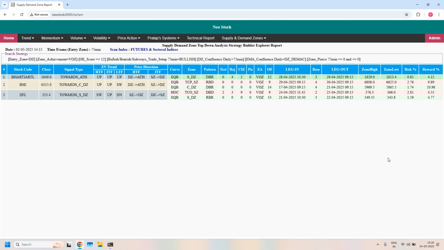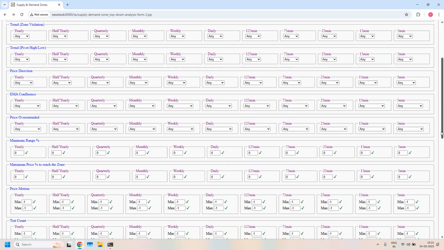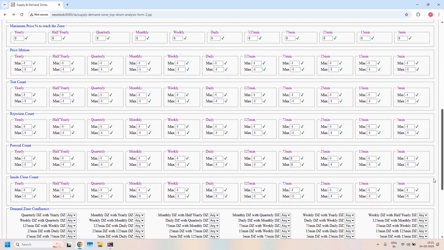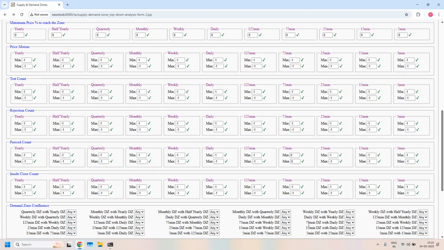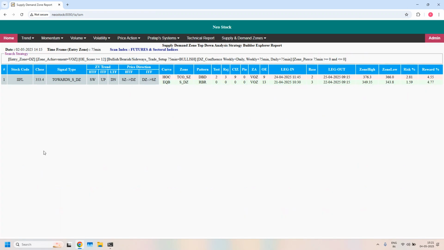Okay, next let us look into LTF, ITF and HTF demand zone confluence supported stocks. I removed the EMA filter. In the demand zone confluence, first filter is already enabled, 75 with daily. Next 75 with weekly demand zone confluence, daily with weekly demand zone confluence. With all the three filters, LTF, ITF, HTF demand zone confluence, we got only one stock.